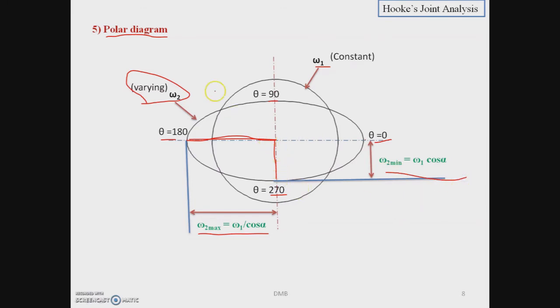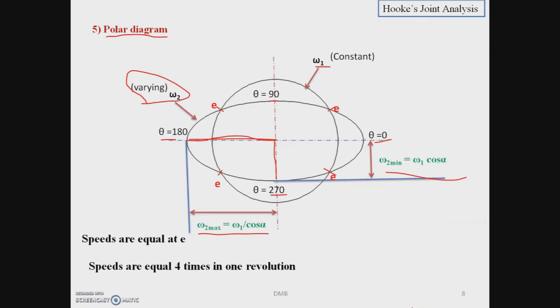Now you can see both these curves intersect at 4 points. That means speeds of both the shafts become equal at these 4 points, or 4 times in one revolution speeds of both the shafts become the same. We indicate these points by E. So speeds are equal at E, and this happens 4 times in one revolution.